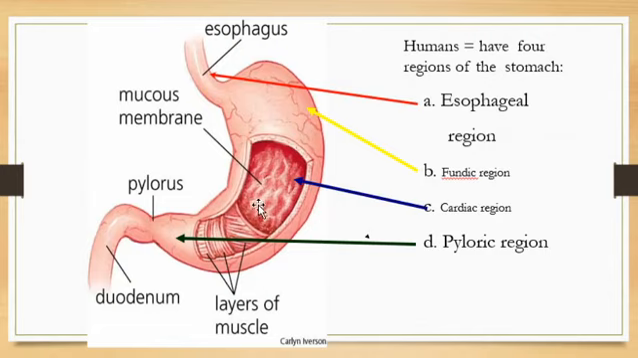So the muscles of the stomach consist of at least 3 layers of muscle.